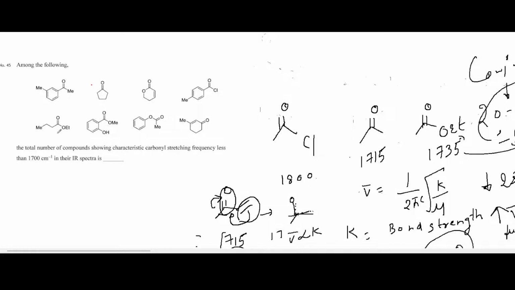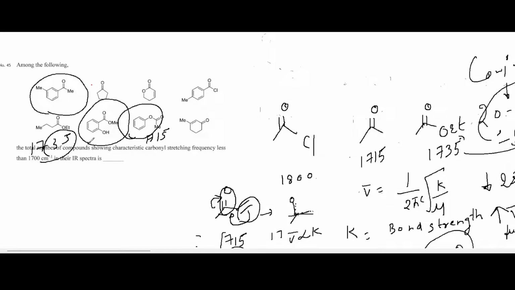And this one is a simple ester group, so it will have a range of 1735 only, because there are no groups affecting that. Leave this one also. And this one is a simple ester group, and due to resonance it may be 25 less, so it will be 1715 only. So now we have 3 left.